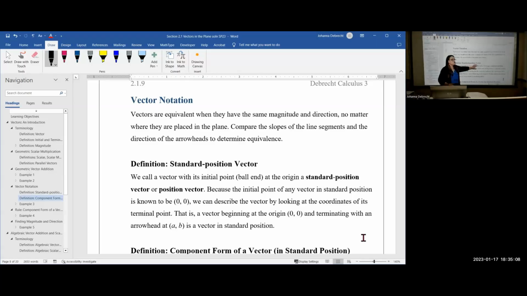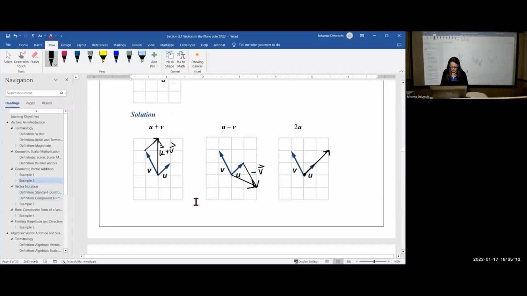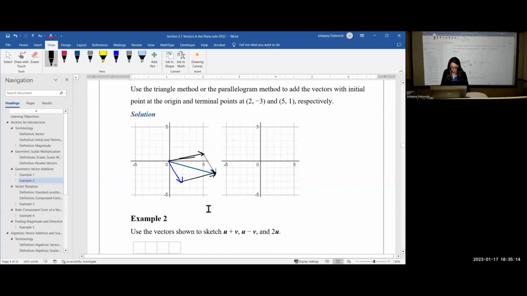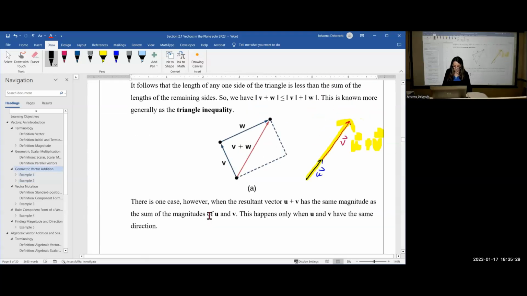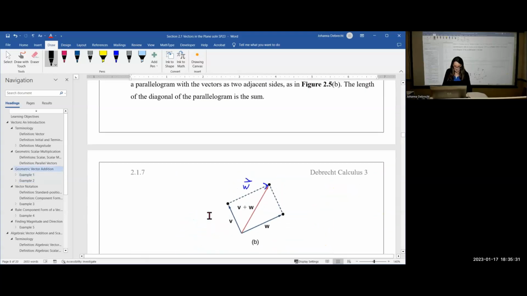So what is a standard position vector? Well, we have all these vectors that we've got up here that we've drawn in different places. Now, these vectors right here are in standard position. And they're in standard position because their initial points are at the origin. Now, they don't have to be there, of course. We also saw some that were located in different places.